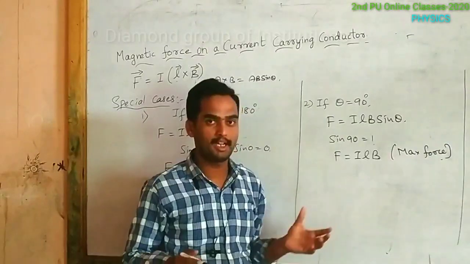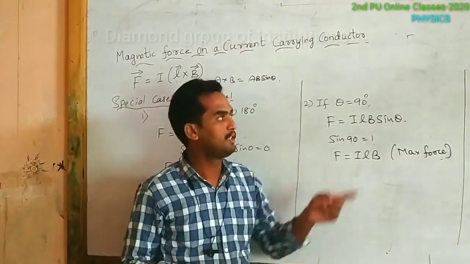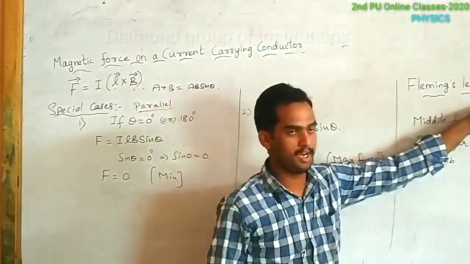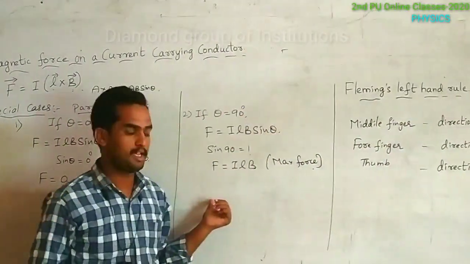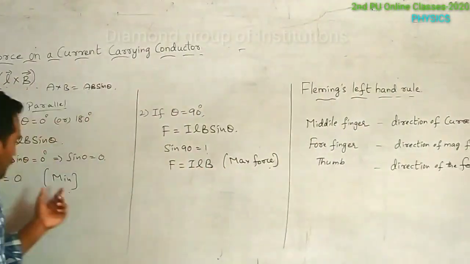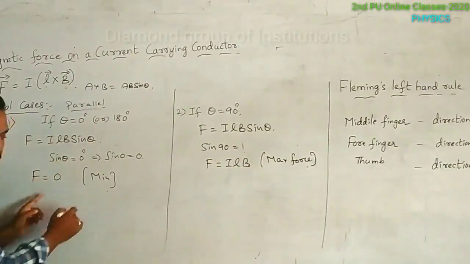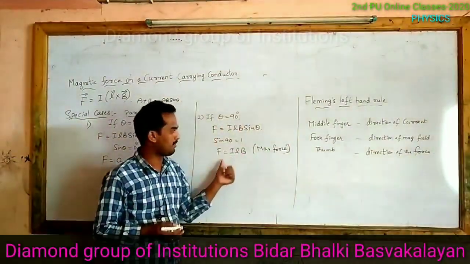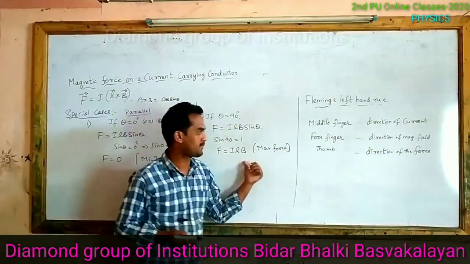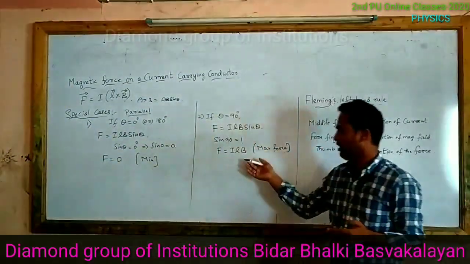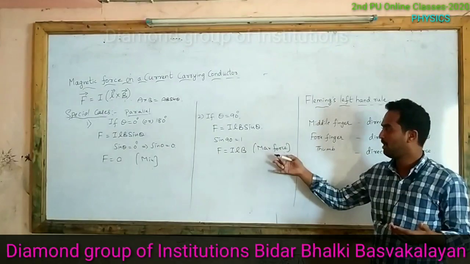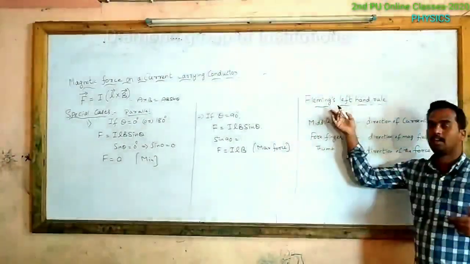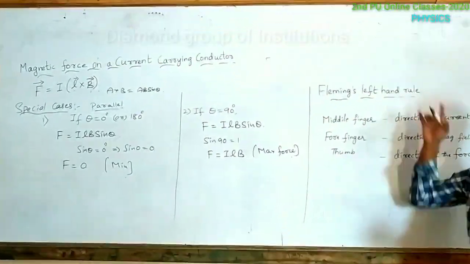And this magnetic force is determined by Fleming's left hand rule. What is the name of the rule? It is called Fleming's left hand rule. See here, when theta equal to 0 degrees, the force will be minimum. When theta equal to 90 degrees, the force will be maximum. And the direction of the magnetic force on the conductor is determined by the rule called Fleming's left hand rule.